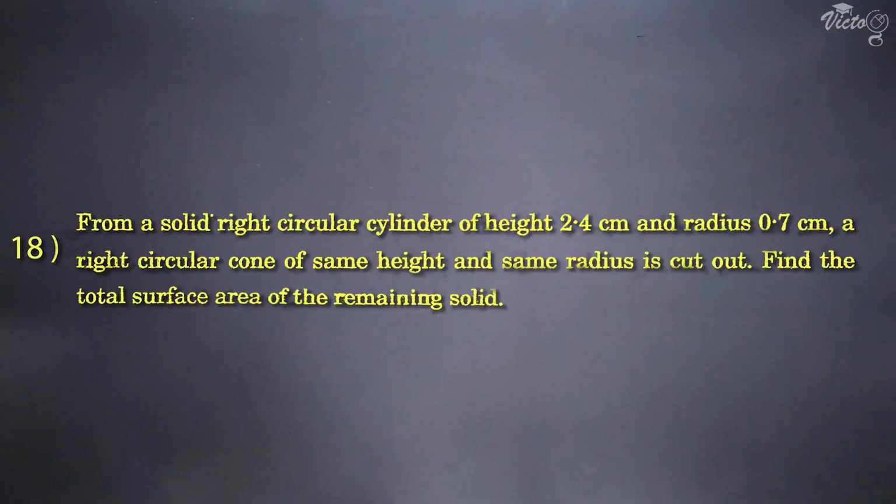From a solid right circular cylinder of height 2.4 centimeter and radius 0.7 centimeter, a right circular cone of same height and same radius is cut out. Find the total surface area of the remaining solid. Next is question number 18.